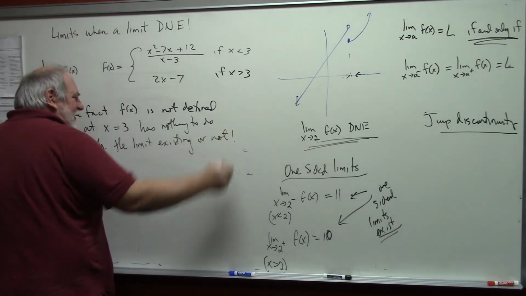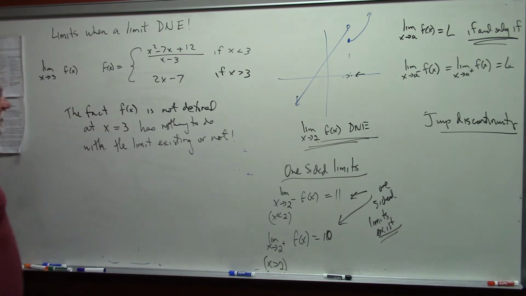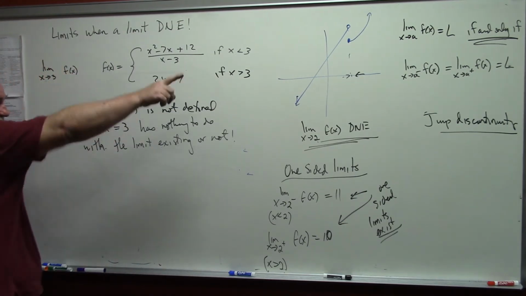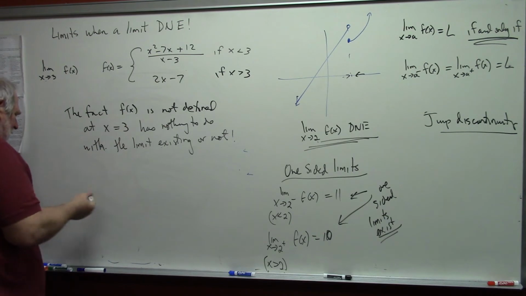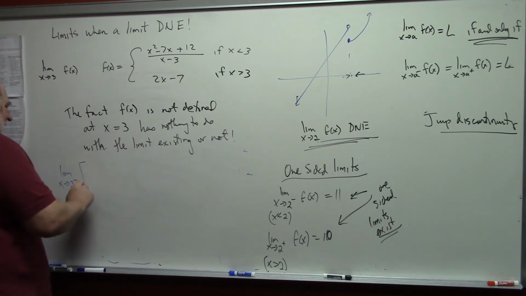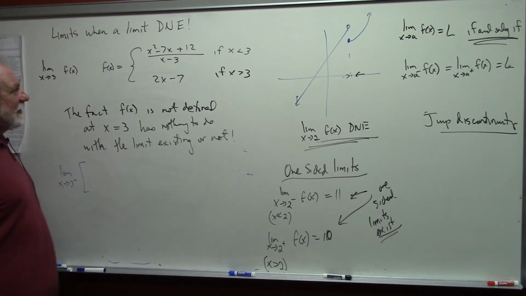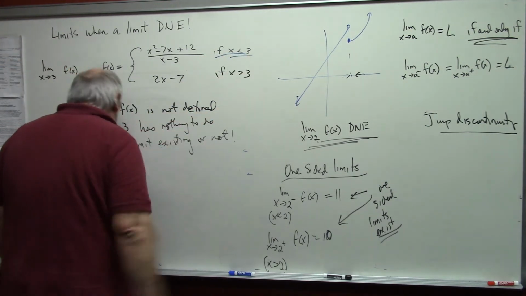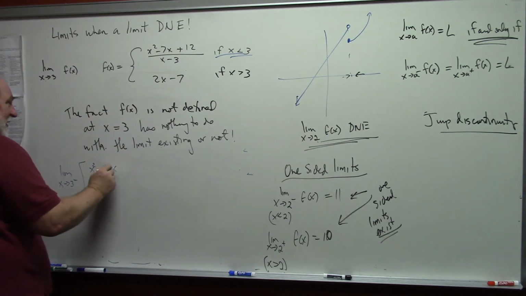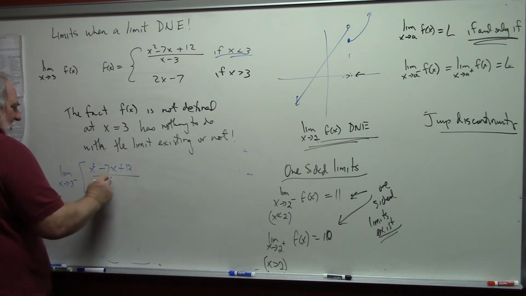It is totally irrelevant. What is relevant is, because I have a piecewise defined function, I have to consider the limit from both sides. And we're going to compare that theorem over there. So the limit as x approaches 3 from the left, in that case, the function that I'm looking at is the function when x is less than 3. And so this would be x squared minus 7x plus 12 over x minus 3.